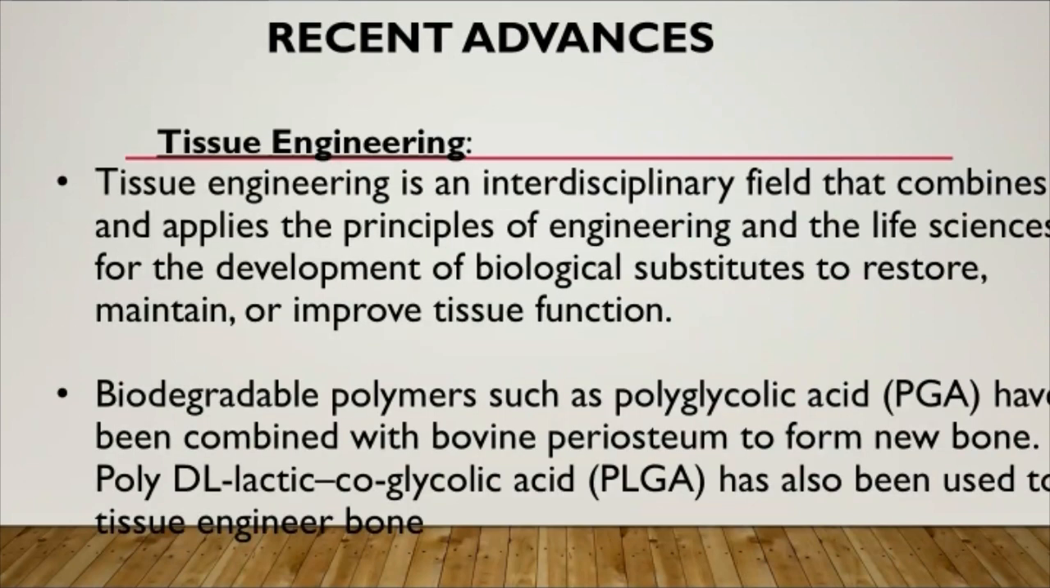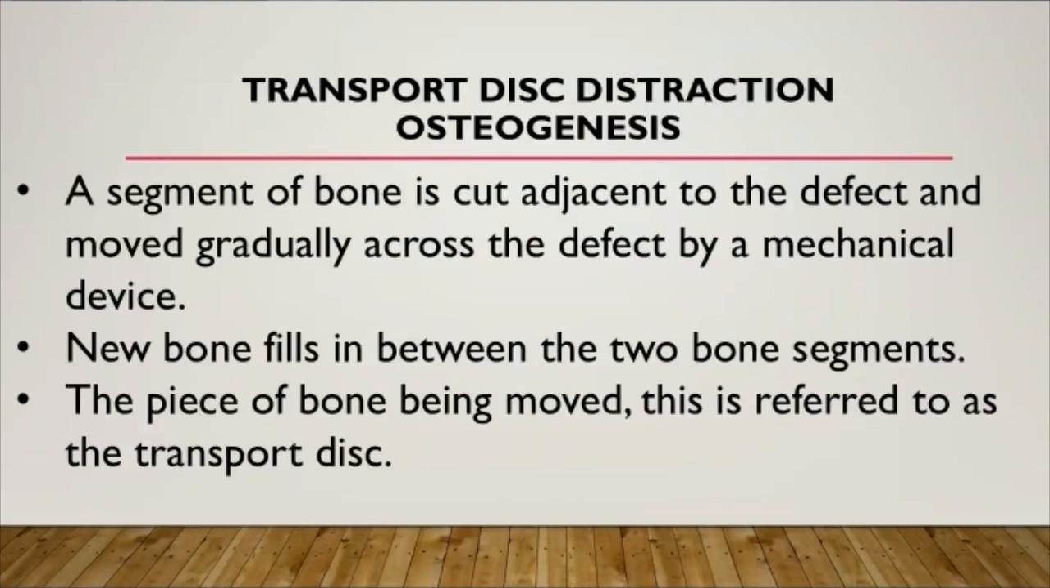Recent advancement: tissue engineering. Tissue engineering is an interdisciplinary field that combines and applies the principles of engineering and the life sciences for the development of biological substitutes to restore, maintain, and improve tissue function. Biodegradable polymers have been combined with bovine periosteum to form new bone. In bone transport, a segment of bone is cut just adjacent to the defect and moved gradually across the defect by a mechanical device. New bone fills in the space being created as the piece of bone is moved, and this is referred to as transport.